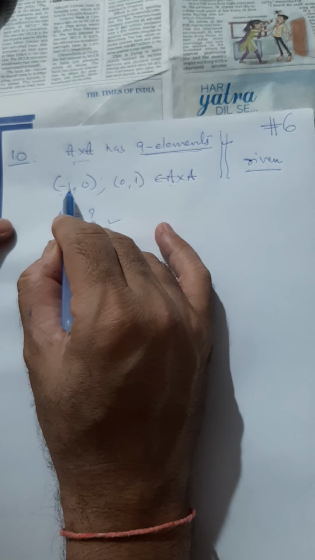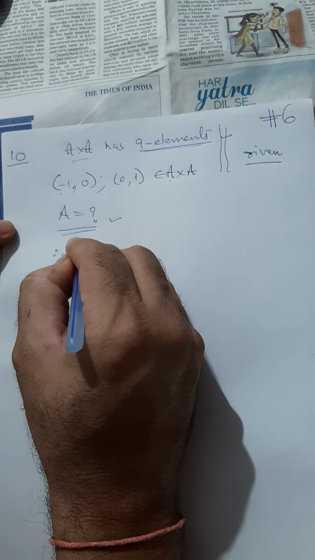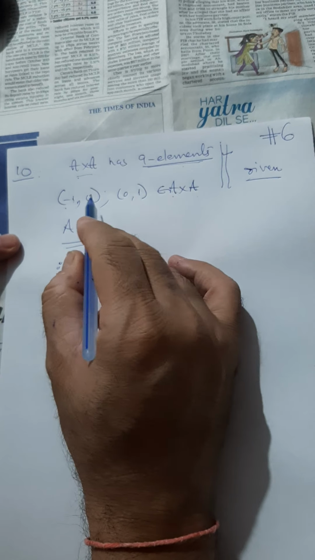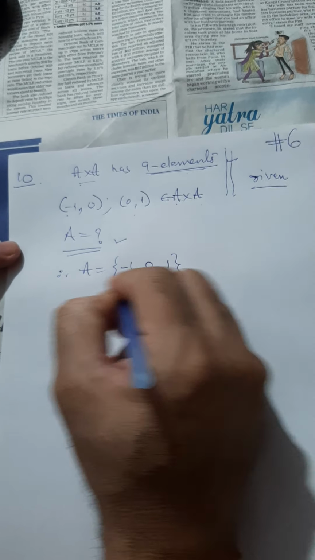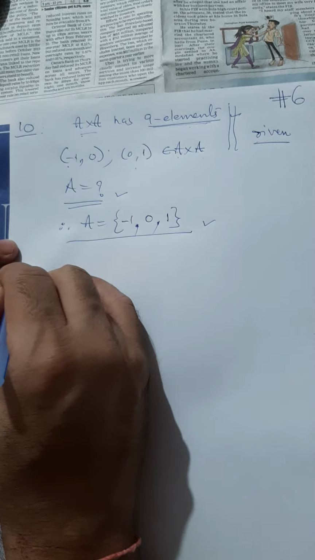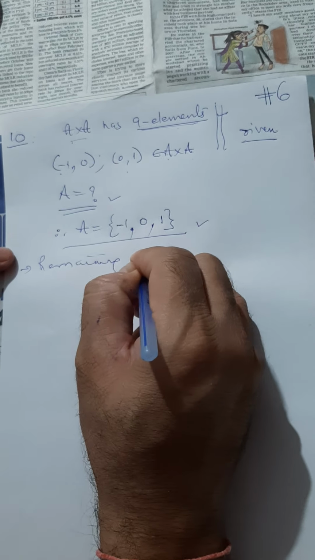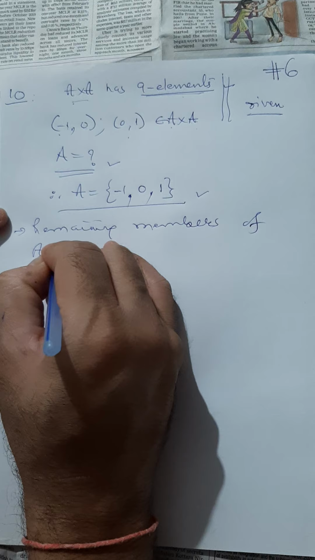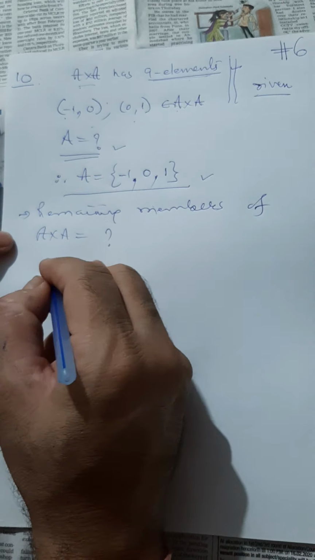So here obviously -1 is in A, 0 is in A, and 1 is in A. Therefore A has these 3 members. -1 is in A, 0 is also in A, and 1 is also in A, remember. So A has 3 members. Now you are asked to find the remaining members of A cross A. 2 members are already given. You are asked to list out the remaining. So the remaining will be 7 members.